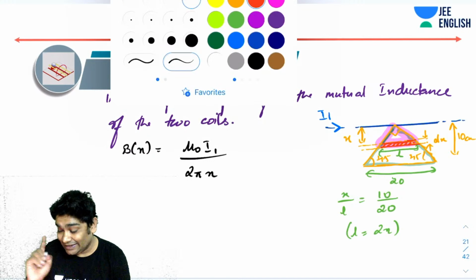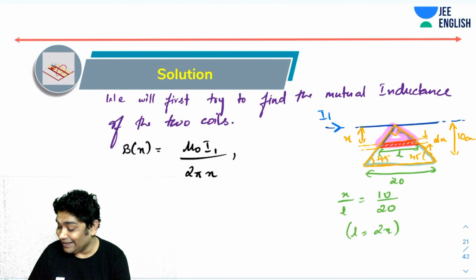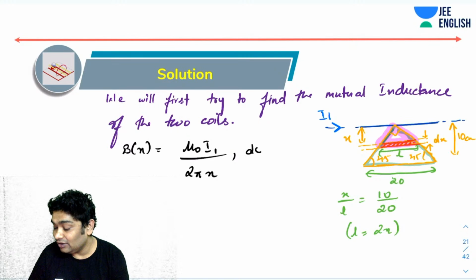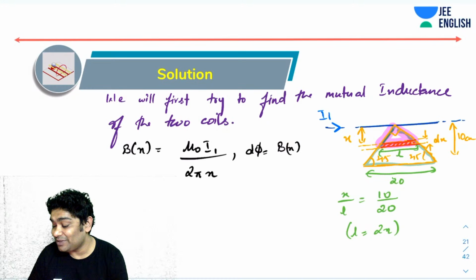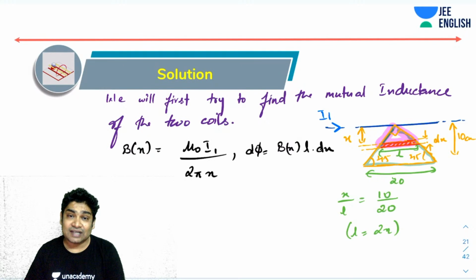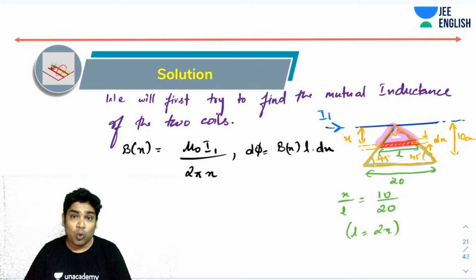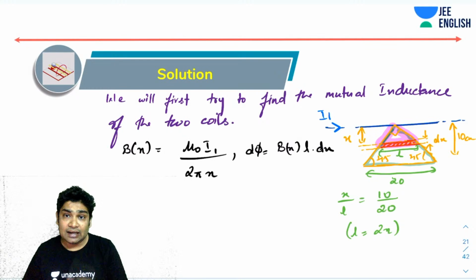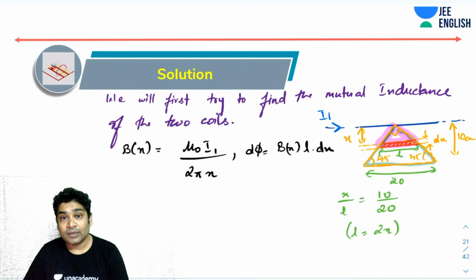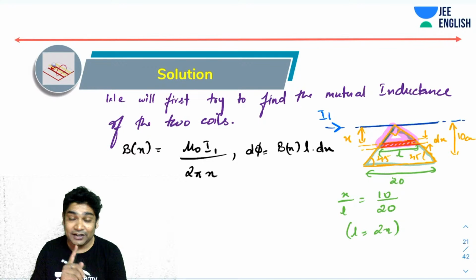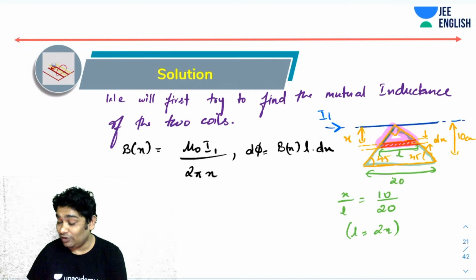Okay, so let's calculate that. What will be d phi? d phi would be B at x times L times x. Okay, we have ourselves a rectangular strip with a thickness dx and a length L. So this will be the flux passing through this rectangular strip, right? Now all I need to do is integrate this to find the total flux.